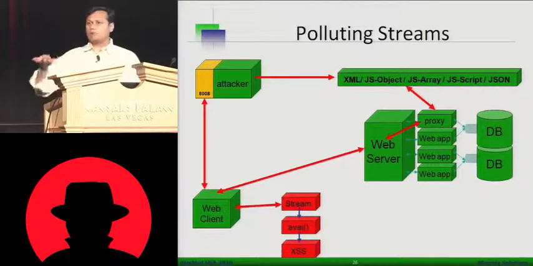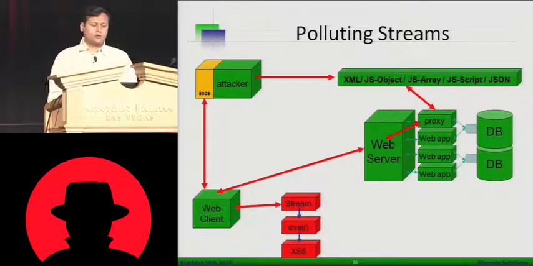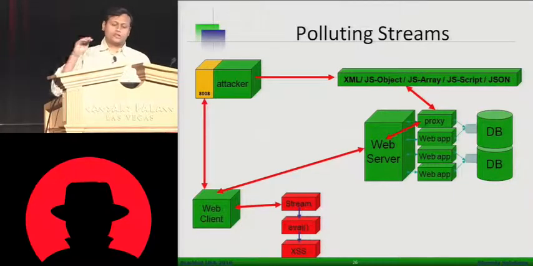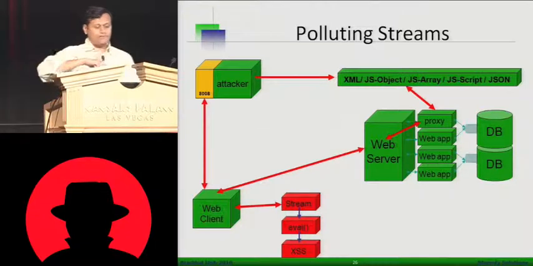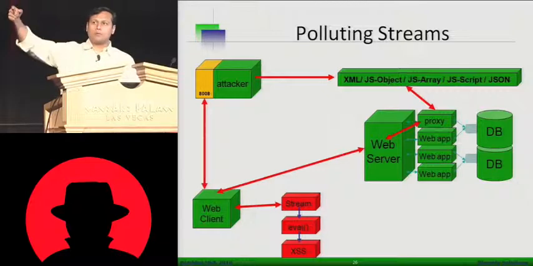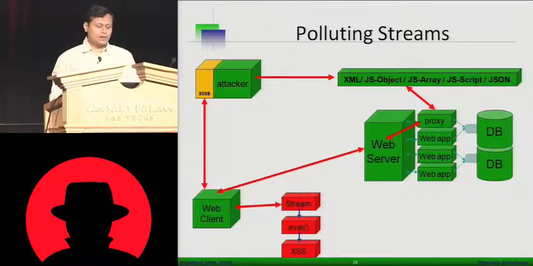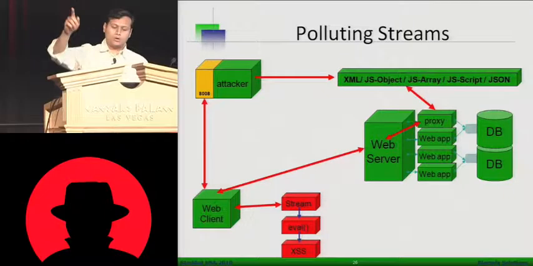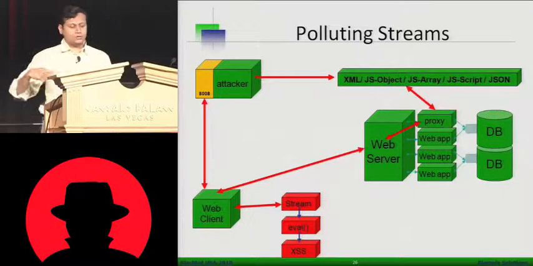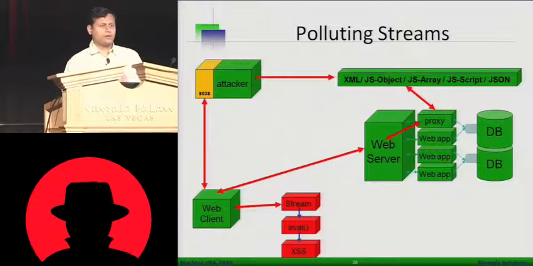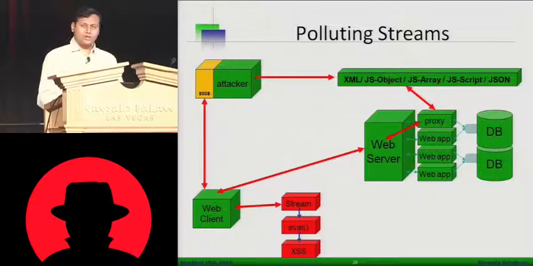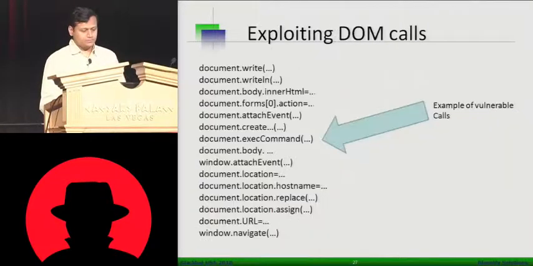Essentially, once an attacker gets a point where this kind of pollution is possible, they will post XML, a JS object, JS array, JS script, JSON, etc. The web client will make a call to your Web 2.0 application. The Web 2.0 application invokes a proxy because it can't bypass SOP, so the web client directly cannot make a call to the stream. The proxy will go grab that stream and tunnel it into the web client, and the web client will take the stream in, do eval, and then it is cross-site scripted.